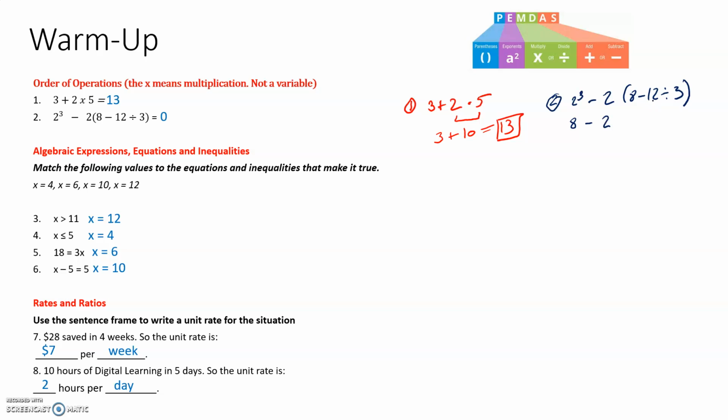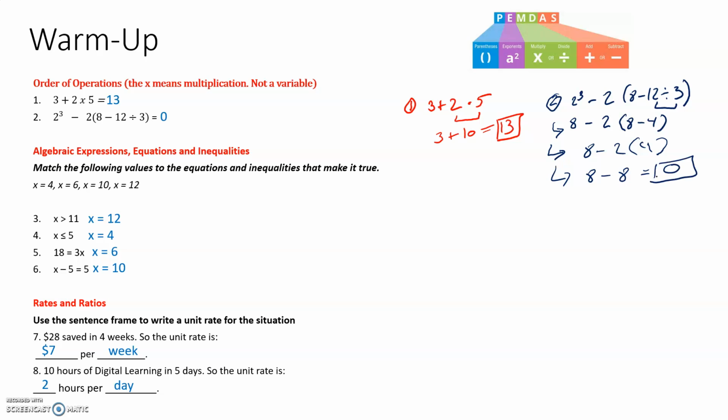Inside my parentheses, I have to follow the same order of operations. I can't take away 8 minus 12 first. I have to do 12 divided by 3, which gets me 4. So my problem is 8 minus 2 times (8 minus 4). Now I can keep going. 8 minus 4 is 4, and 2 times 4 is 8. So now I have 8 minus 8, which equals 0.